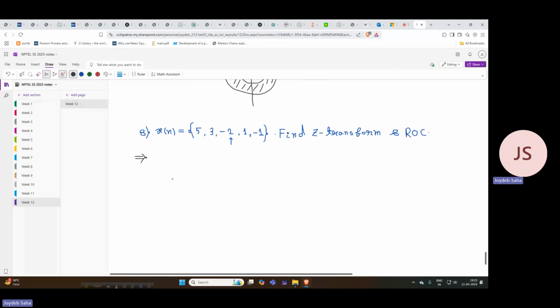So how can we solve this? We will use basic definition of Z transform. The signal starts at n minus 2 and ends at n plus 2. Such signals are finite duration signals. Okay. Look, if this is the 0 point, then it is minus 1, minus 2, plus 1, plus 2. So it starts at n minus 2 and ends at n plus 2. So this is a finite duration signal, right?